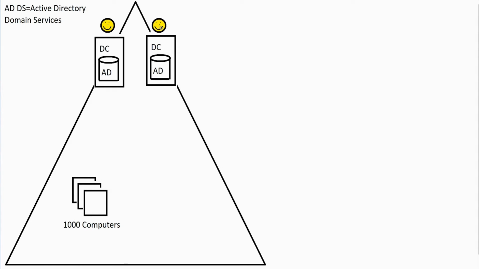So if I create a user account on that first one, replication is going to occur between both of them. And this little arrow I'm going to make here is going to represent replication. So domain controllers replicate. That means that this user could log on to any one of these thousands of machines, and it's going to authenticate with the domain controller.